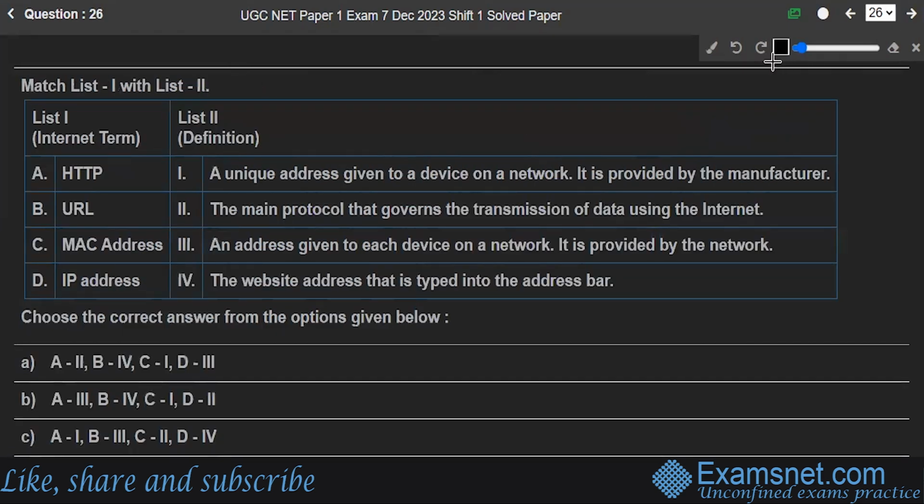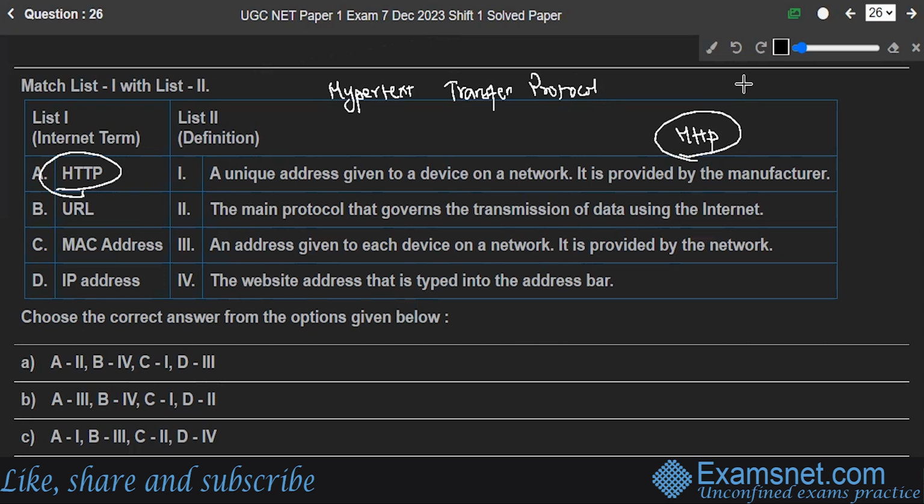Hope you understood this. Next is question number 26. There is a list 1 of internet terms, and list 2 contains their definitions. You have to match them. Let's see. The first one is A, HTTP. What's HTTP? This stands for Hypertext Transfer Protocol. It is the main protocol that governs the transmission of data using the internet. When you visit a website, your browser sends an HTTP request to the web server. You would have always seen this. The web server then sends an HTTP response back to your browser, which includes the HTML code for the website. So this matches option B, the main protocol that governs the transmission of data using the internet.